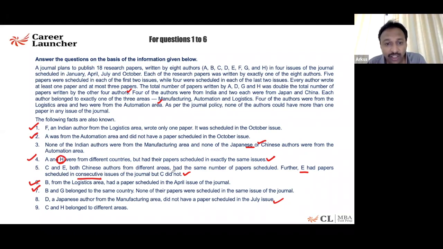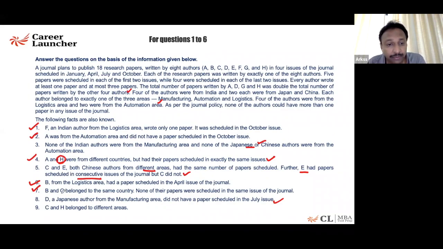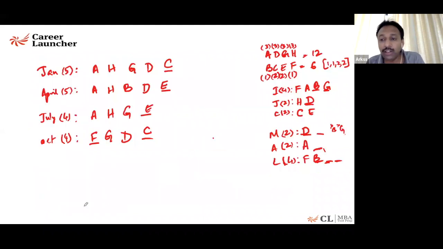C and D are both from different areas. C and E also are from different areas. C and H also are from different areas. So C has to be in one place, where E and H are in other places.